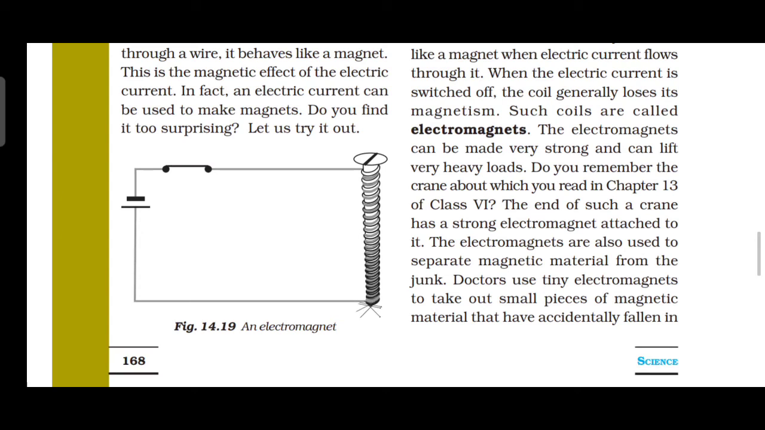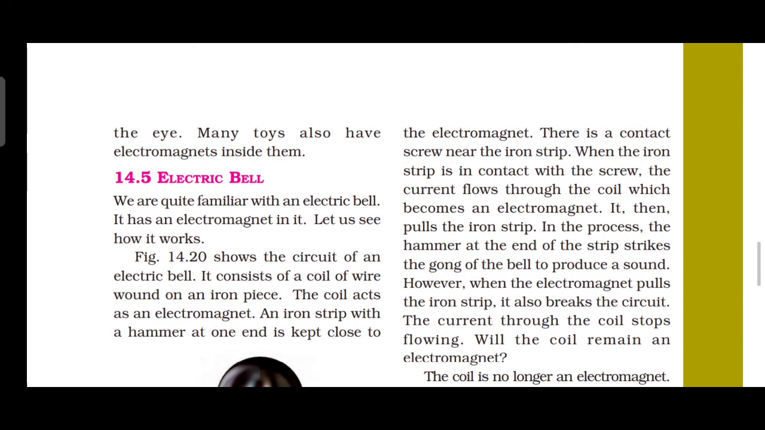When the electric current is switched off, what happened? The coil loses its magnetism. Such coils are called what? Electromagnets. Okay. While current is passing, the pins cling to the nail. If the current is off, what happened? It loses magnetism. The nail loses the magnetism. Such coils are called what? Electromagnets.